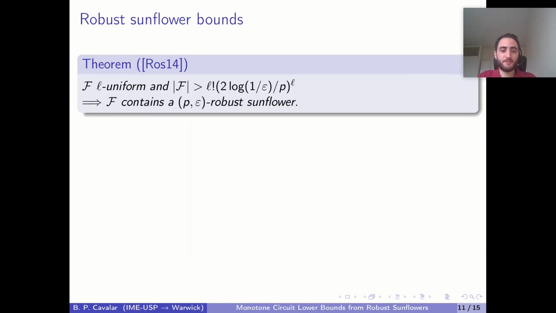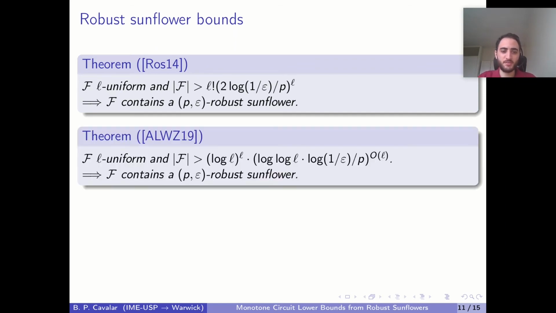And the first robust sunflower bound was given by Rossman when he introduced the concept, and he showed that if the family is this large, then it will contain a p-epsilon robust sunflower. And recently this bound was improved by Alweiss, Lovett, Wu, and Zhang, and they show that if it's this large, the family also contains a p-epsilon robust sunflower.